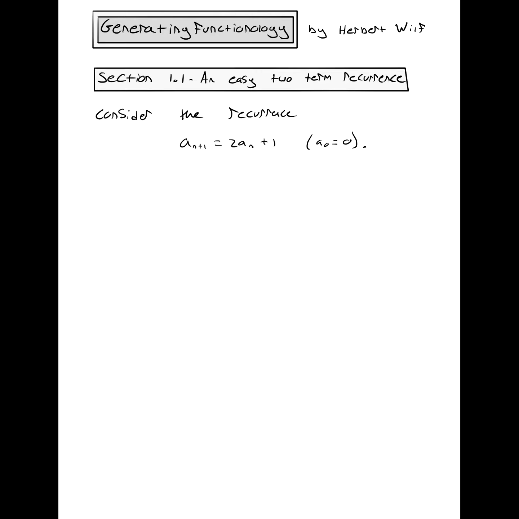So the sequence looks like, it starts with a 0. And if we put a 0 in here, then we can see that the first term is actually going to be 1, okay? And then if we put that in, then we get 3, and continuing 7, let's see, 15, and 31. And, well, this continues.